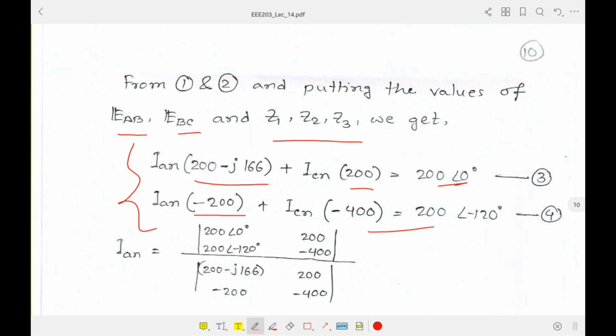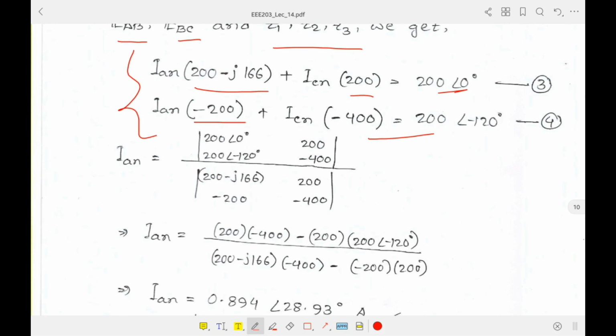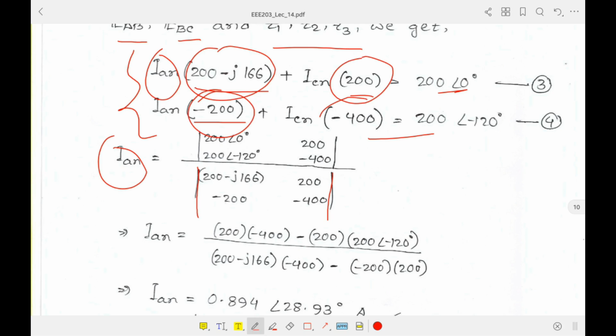In Cramer's rule, we use determinants, and first I can calculate IAN. In the denominator we have a determinant consisting of the components associated with the variables that we want to determine. And for IAN, in the numerator we should have the constant terms in place of the IAN column: 200 angle 0 degrees, and for the second one 200 angle minus 120 degrees, which are given. I think you already know this Cramer's rule solution process. Again, if you find this complicated or difficult, don't worry, do some research.